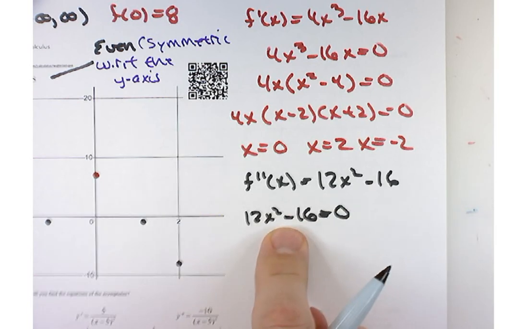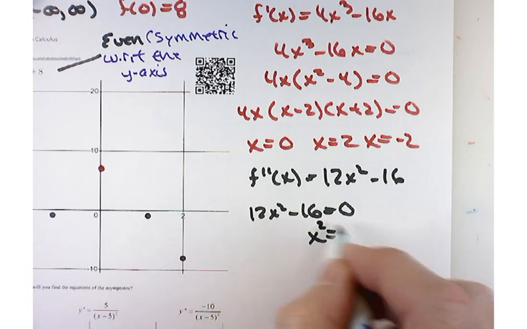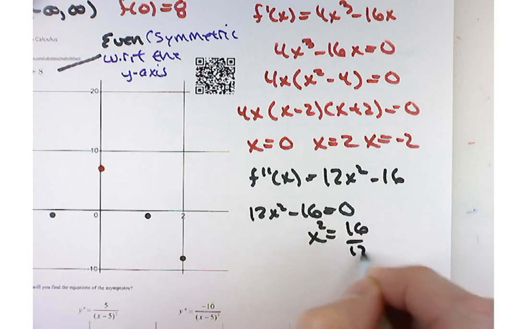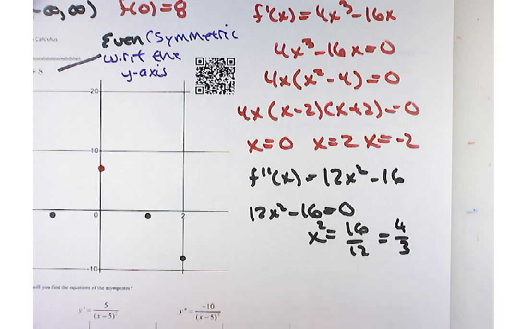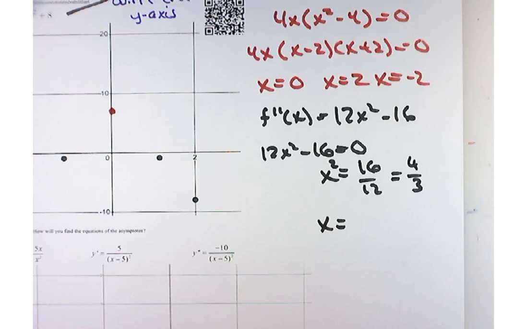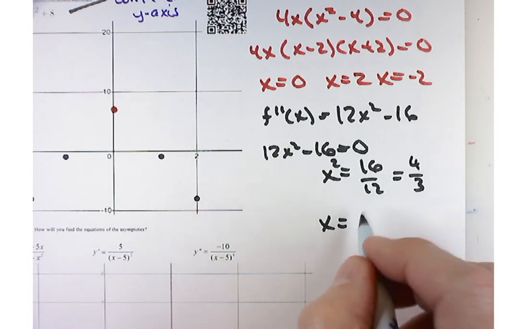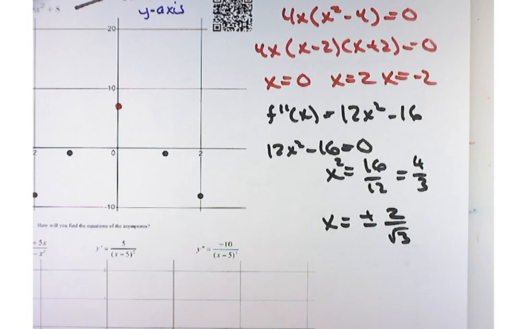Because there's no x term, I guess I would do it this way. X squared is going to be 16 over 12, which is going to reduce to 4/3. What does x equal? Plus or minus 2 over the square root of 3. Not particularly nice numbers. Okay, not much you can do about that. But numbers that we got to work with nonetheless.